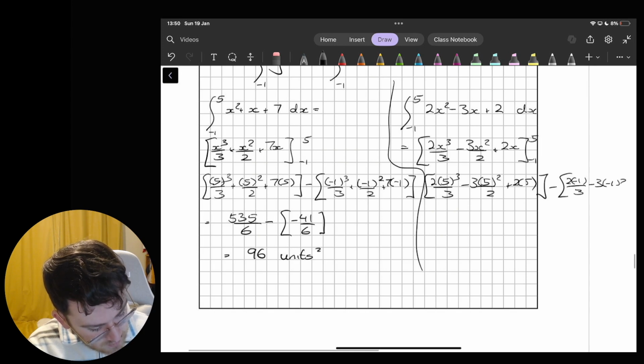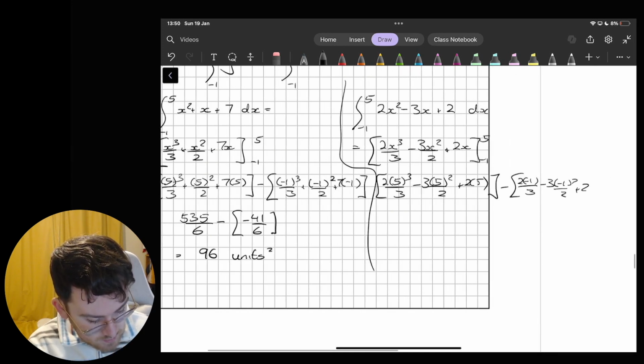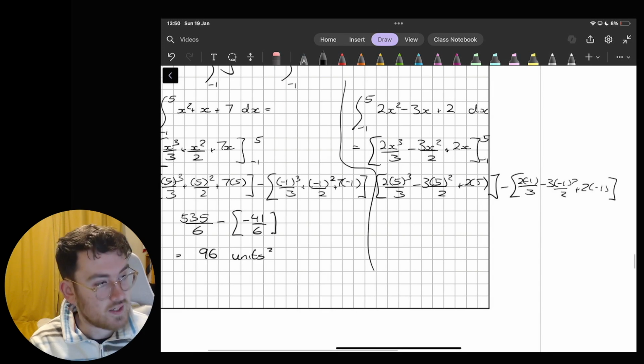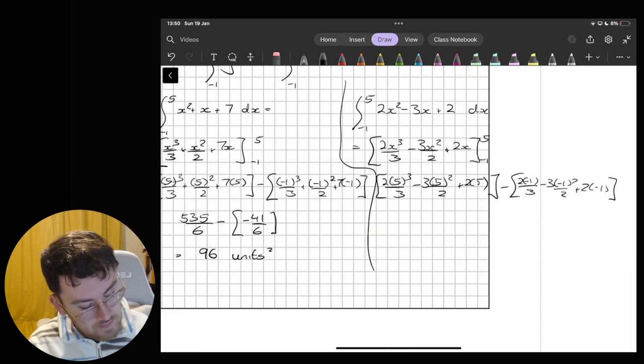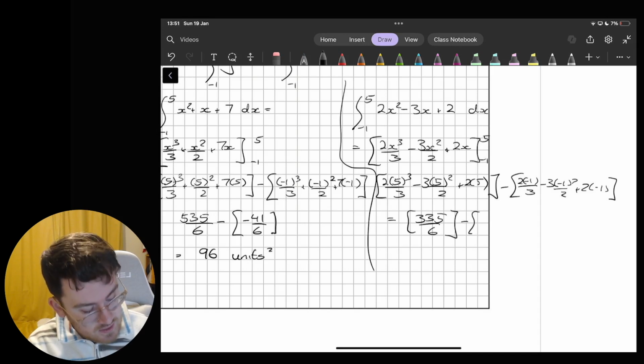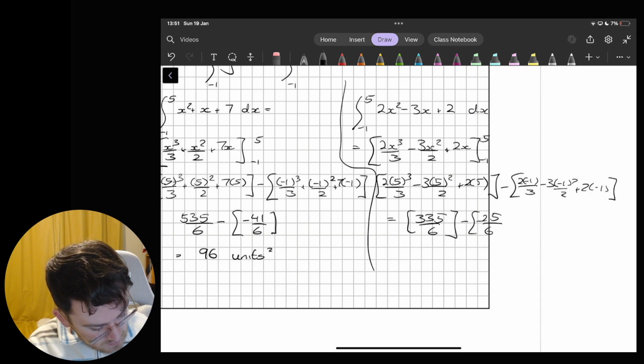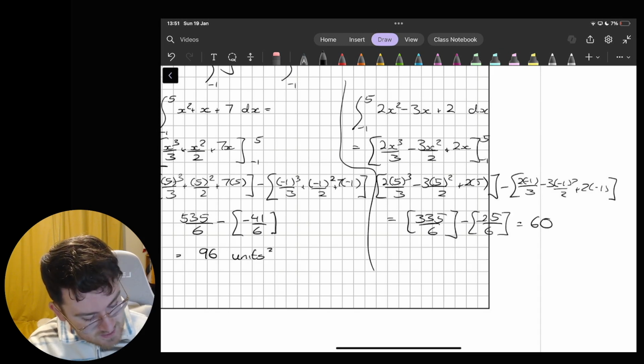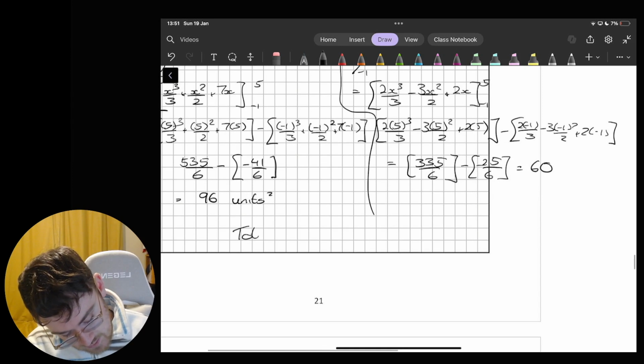Okay. Now there is no doubt that this is longer, but it's just a matter of bearing with it. So that's going to give me 335 over 6 minus 25 over 6, which works out to give me 60. So the total area then is 96 minus 60, which is 36 units squared.